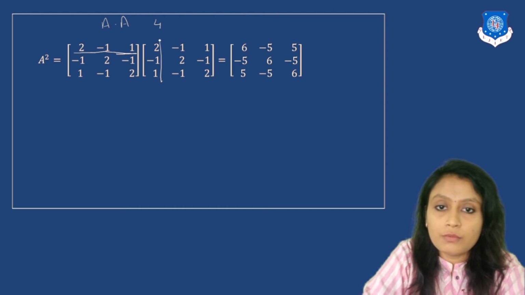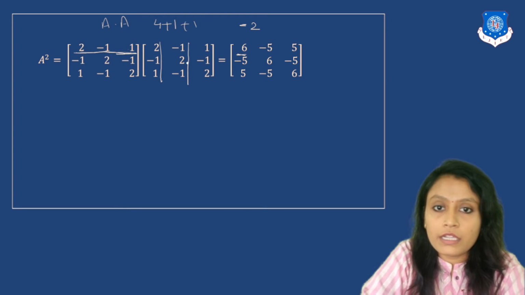Then minus 1 into minus 1, so you will get plus 1, and 1 into 1, so again plus 1, right? Simplification, you will get answer 6. Next, consider this row and now we have to consider this column. Okay, so multiply the term. So 2 into minus 1, it will give you minus 2.